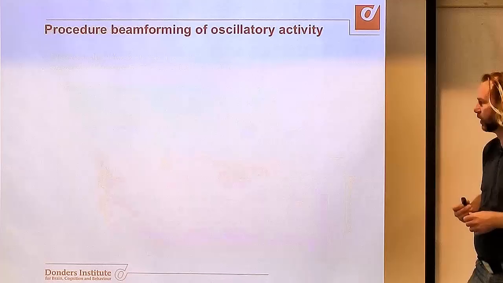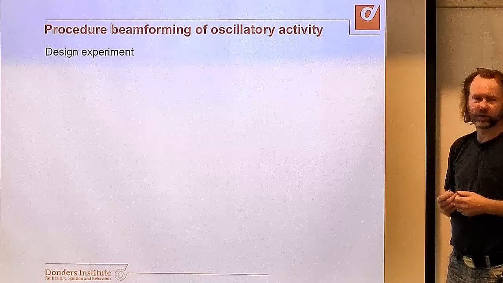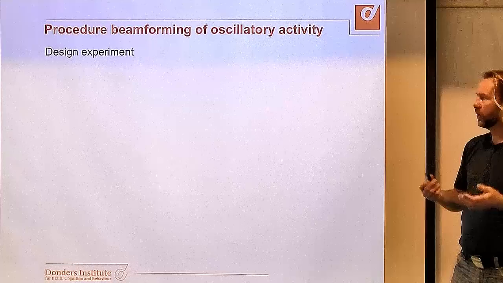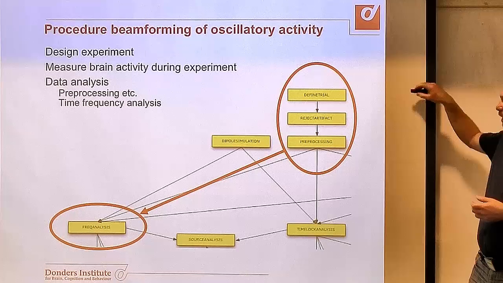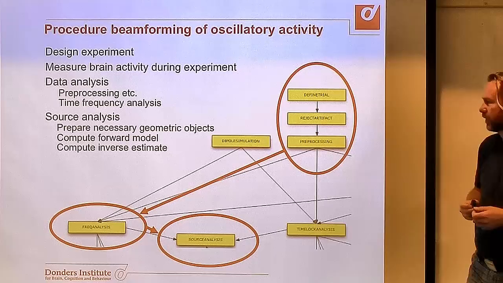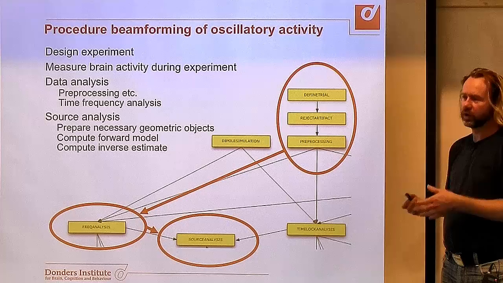So what is the procedure that we use for beamformers? And here I really want to take one step back. It's not only about that we already have the data, but already in the design of the experiment, you should start thinking about how you want to analyze your data. So what you do is you design the experiment, you measure your brain activity, then you do the processing: define trials, reject artifacts, pre-processing. You do your time analysis or time-frequency analysis, and then we're going to do the source analysis, where we prepare the necessary geometrical objects, we compute a forward model, and then we compute the inverse estimate of the activity and the source positions.